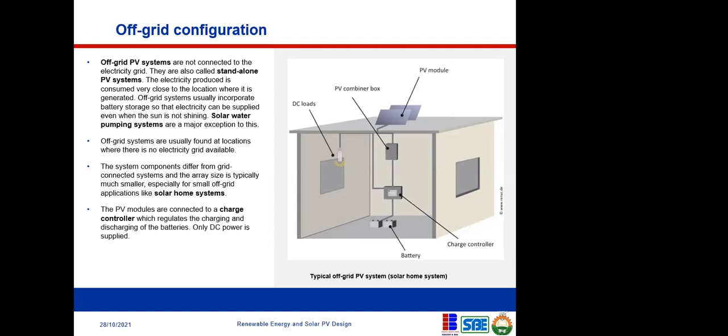Now, the PV modules are connected to the charge controller. I've explained what a charge controller does, which regulates the charging and discharging of the batteries. Otherwise, the battery will quickly spoil. So only DC power is supplied. You charge the batteries with DC power, not with AC power. This is just to throw more light on off-grid systems, where you have the generation close to the point of consumption, and you need charge controllers to control the batteries, because in this case you're going to have batteries. For the time the sun is not shining, you need batteries to support the load.